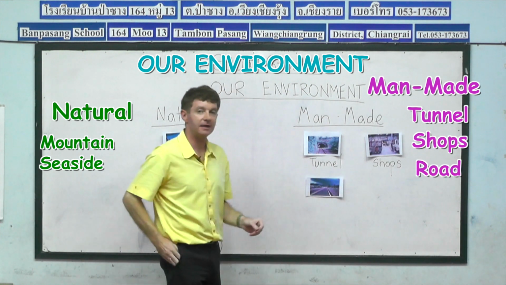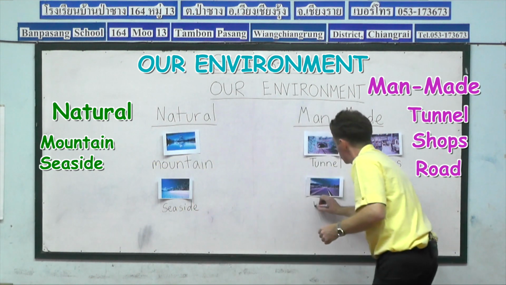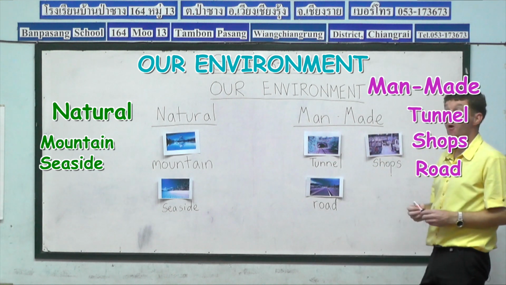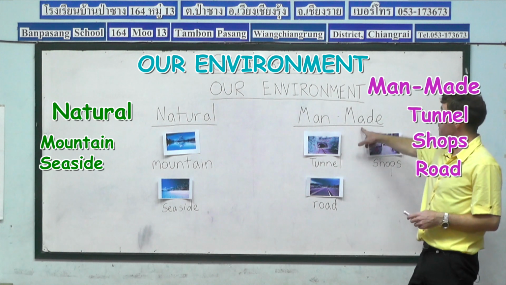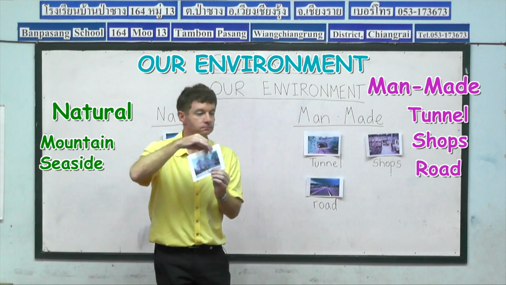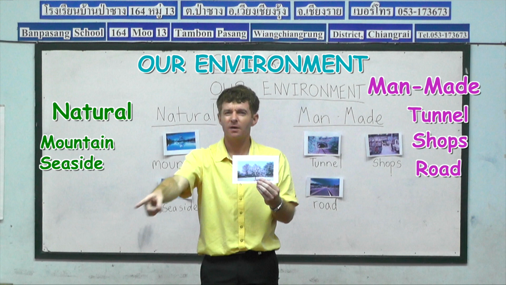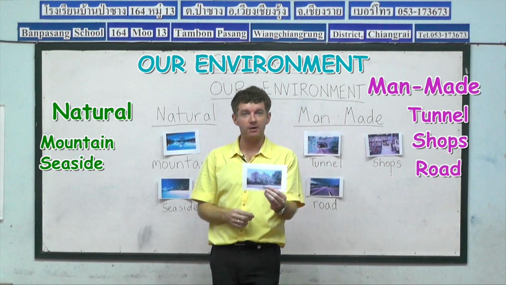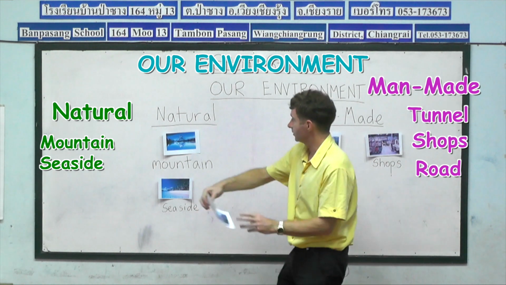And now, I need some help spelling road. How do we spell road? R-O-A-D. Road. Yes, road. Man-made. Okay, next picture. What can you see? Tree. Excellent. Now, do we have to build trees or do trees grow out of the ground? So what do we think? Natural. Excellent.